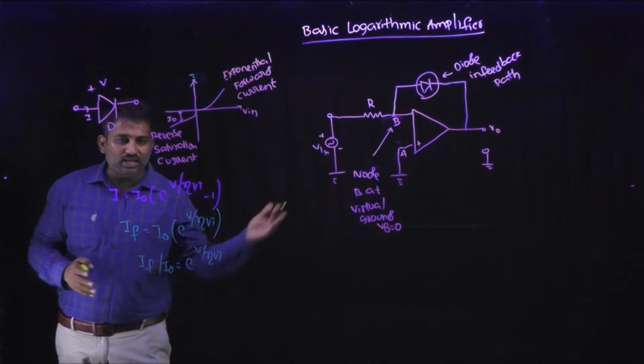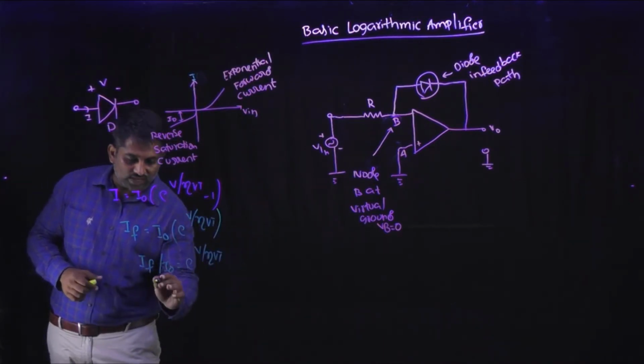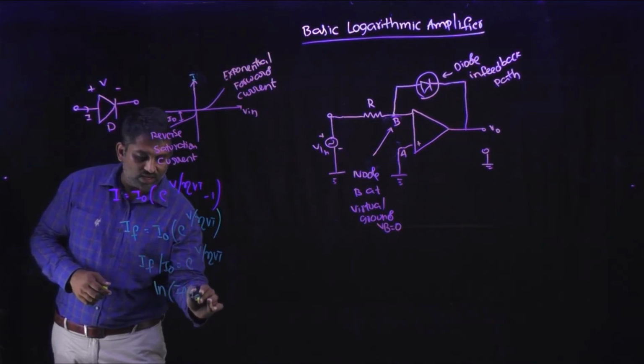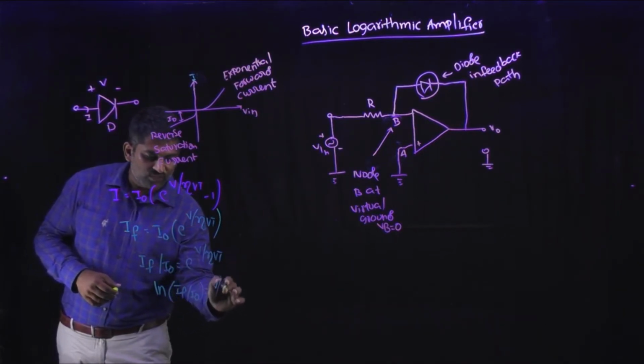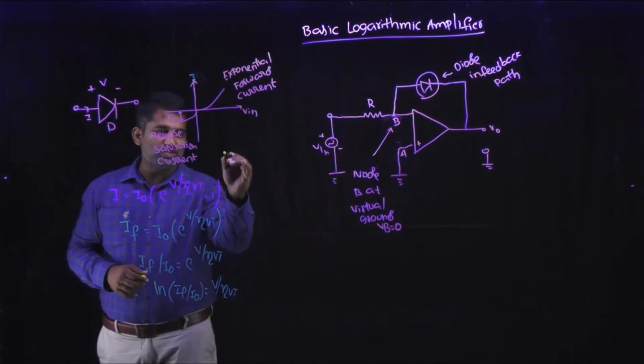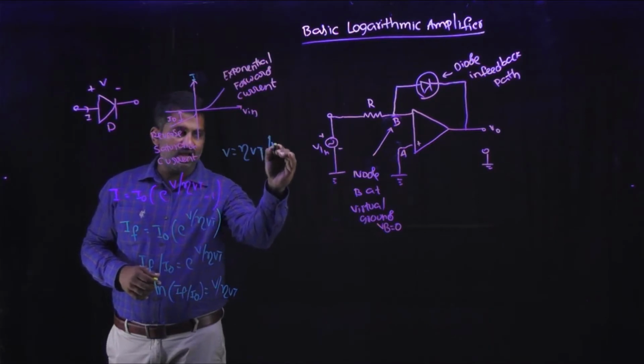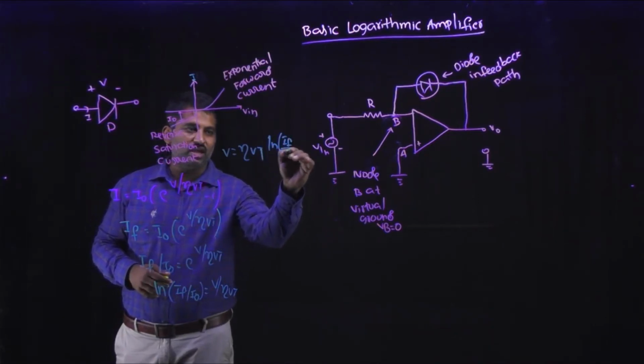If you apply the natural logarithm on both sides, then ln of IF by I naught is equal to V by eta into Vt. From this, V is equal to eta into Vt ln of IF divided by I naught.